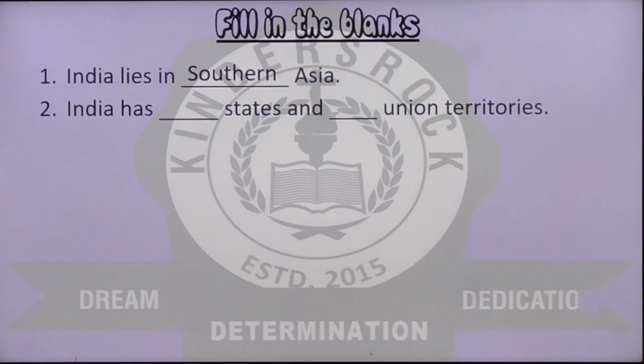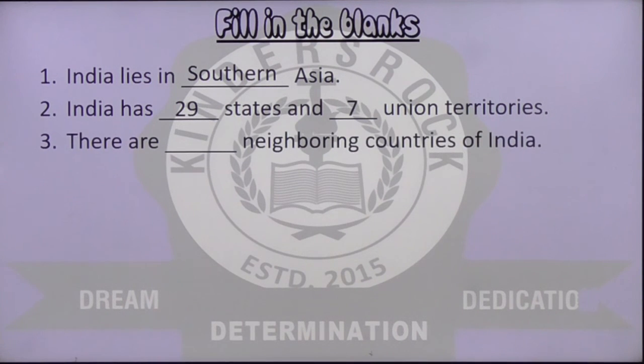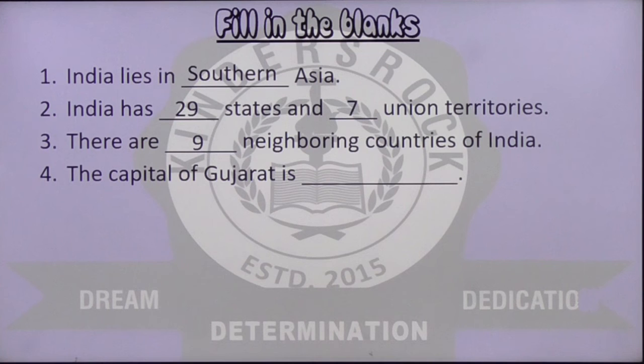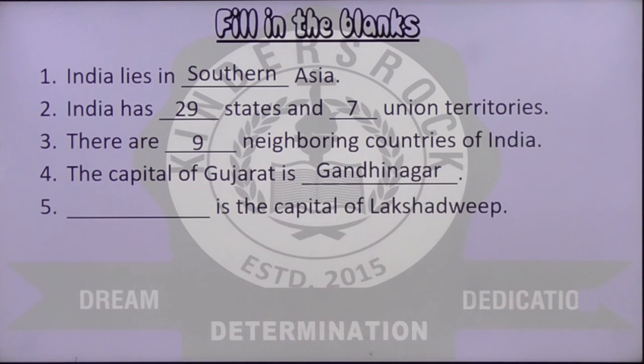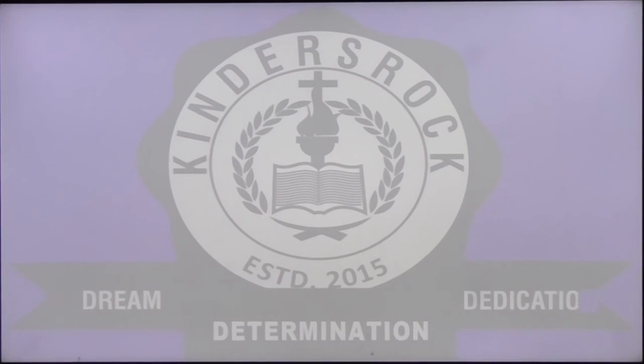India has how many states? 29 states. And how many union territories? 7 union territories. There are dash neighboring countries of India. I told you there are 9 neighboring countries of India. And the capital of Gujarat is Gandhinagar. Dash is the capital of Lakshadweep. Kavaratti. Very good. There we go.